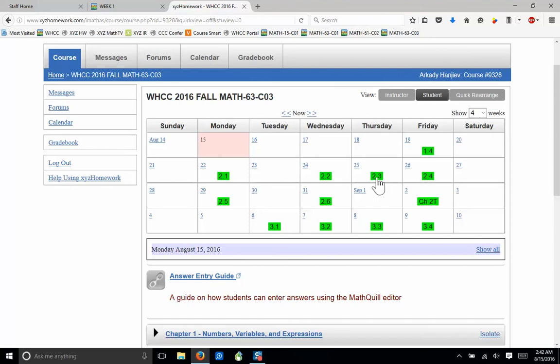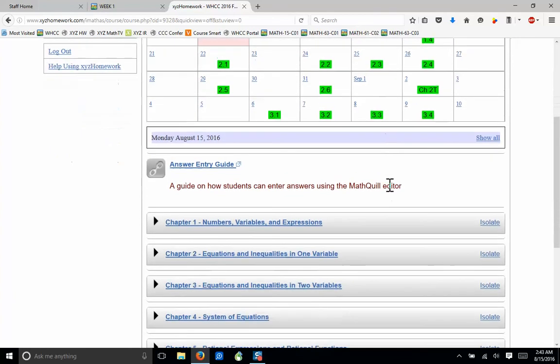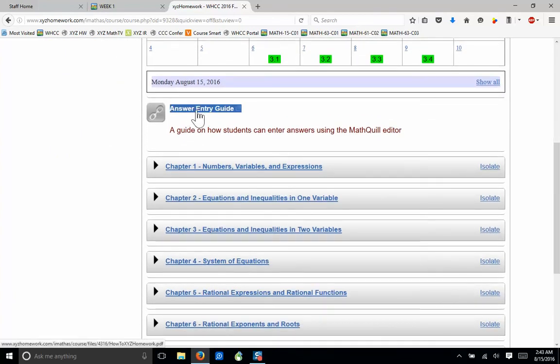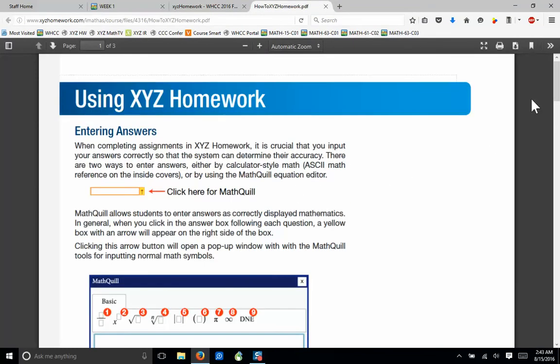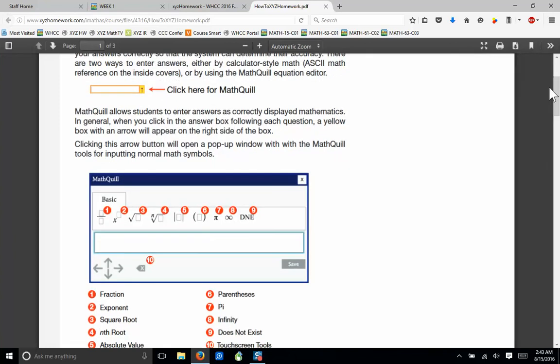But essentially, what you want to do is be able to do the homework. All right. Before we get to the homework assignment though, let's click on this little answer entry guide here. It's a download if you want. Now this is just called a math palette. They call it a math quill.